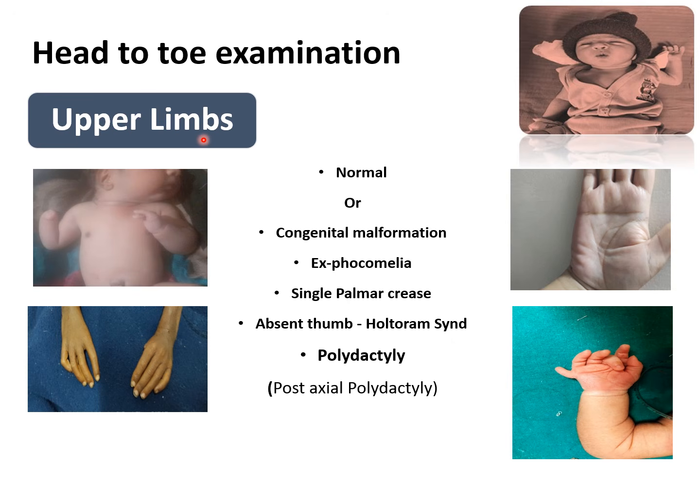Then we have to examine the upper limbs to see if they are normal or having any congenital malformation. Example, here in this image you can see this is phocomelia. Then see for the single palmar crease. Here you can see single palmar crease is there. Then absent thumb, which is generally seen in Holt-Oram syndrome. Here you can see in this image the patient is not having thumb in both the hands. And see for polydactyly, syndactyly. Here in this image you can see this is post-axial polydactyly.